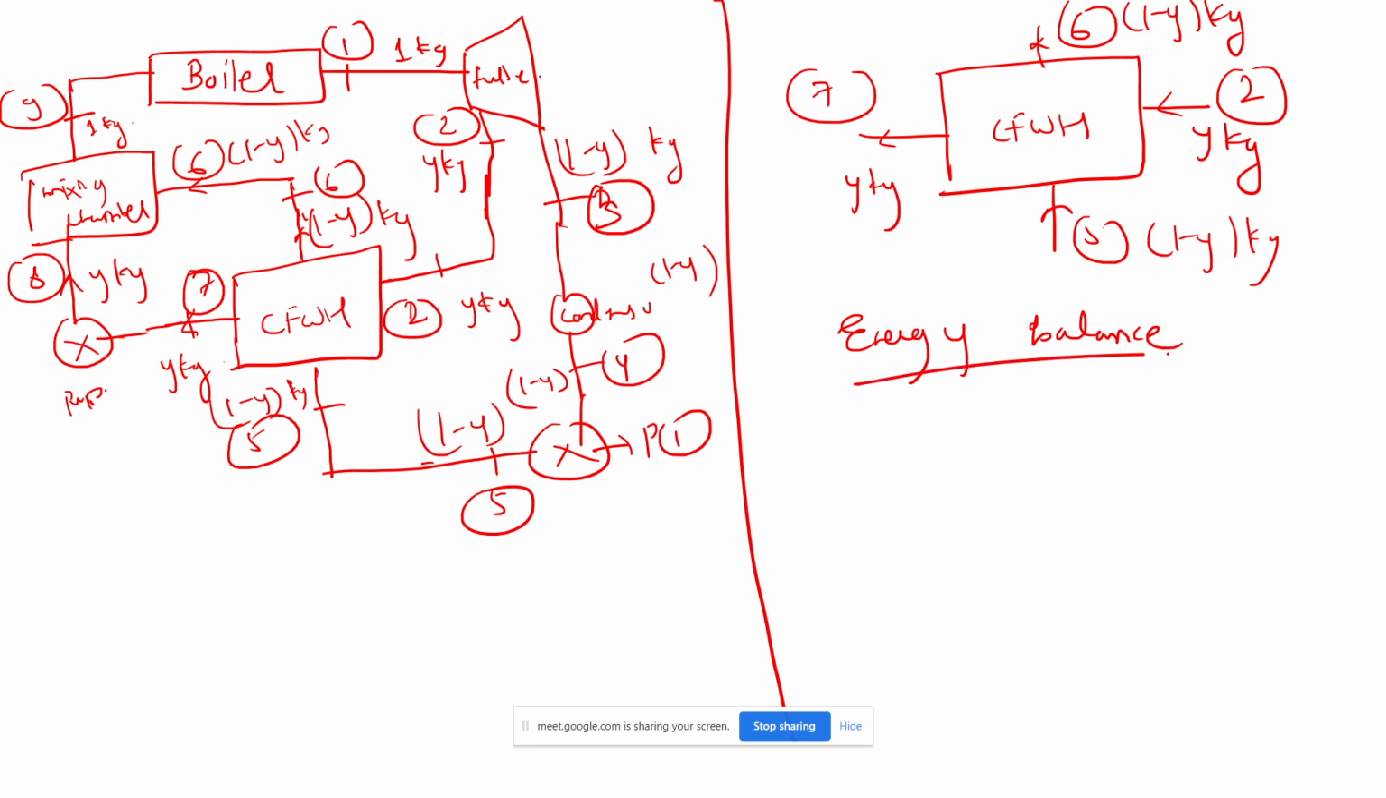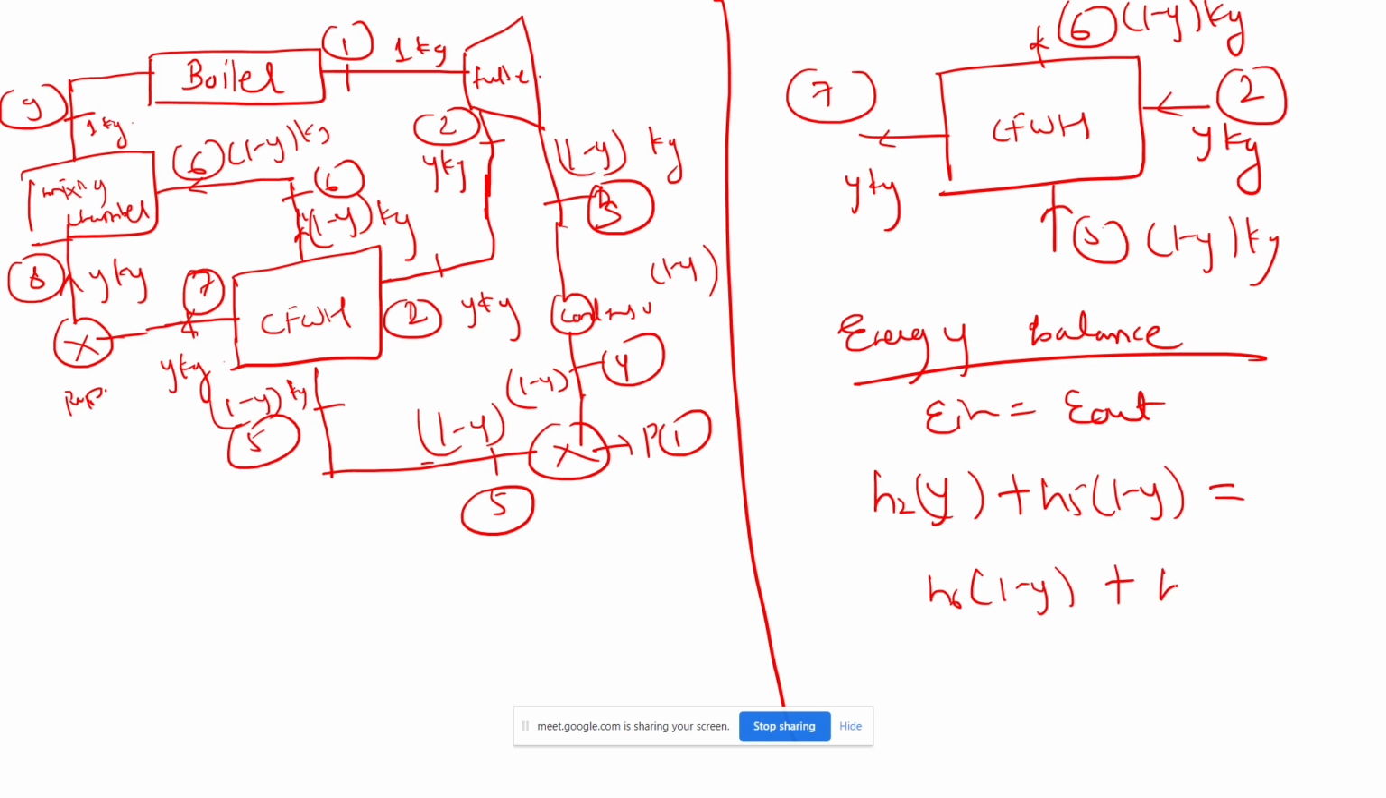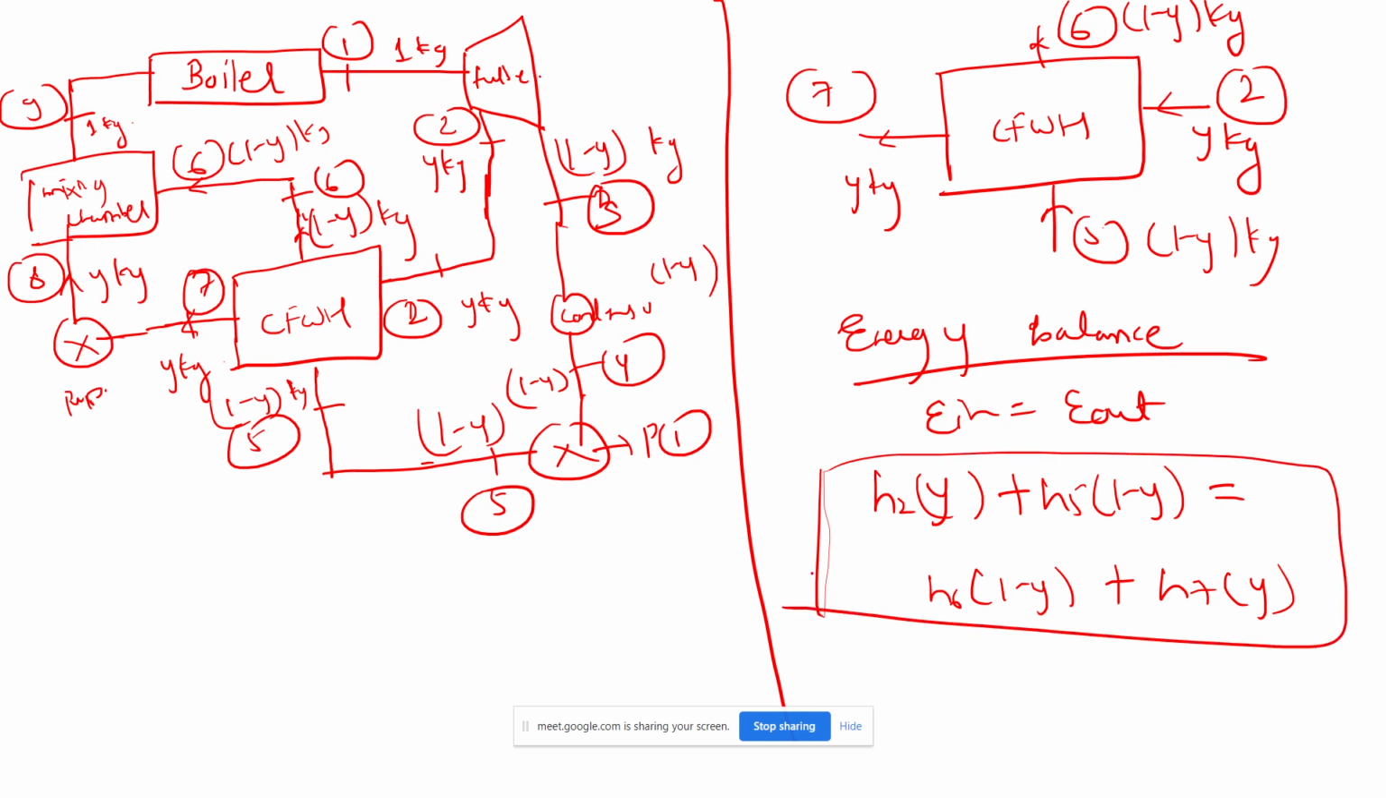Can anyone tell? Energy in is equal to energy out. How much energy is entering the system and how much is leaving? H2 into y, plus 1 minus y into H5, is equal to how much is going out: 1 minus y into H6, plus 1 into H7. This will apply. From here we will get how much steam y is extracted.